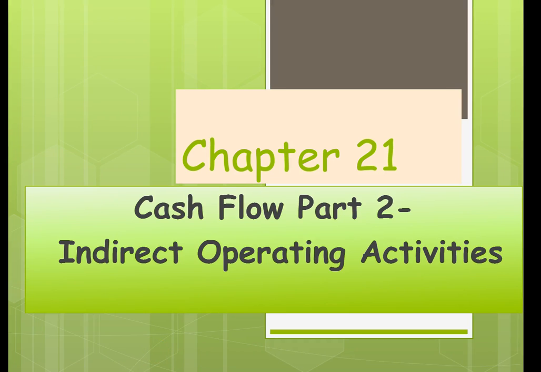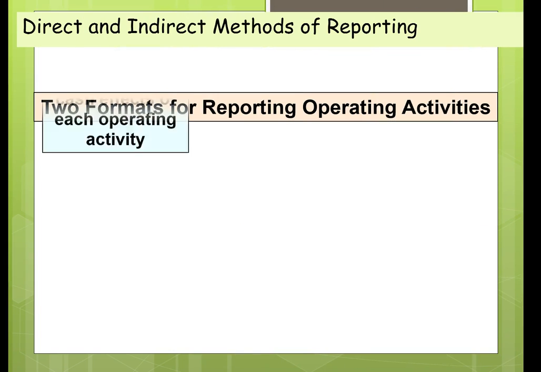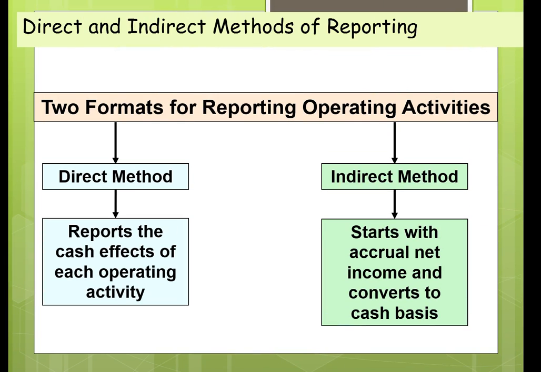Chapter 21, Cash Flow, and now we're going to look at part 2 and we're going to go over the indirect method for doing operating activities. So again, there are two formats that are used for operating activities. Normally, the GAAP wants you to do the direct method and then have a follow-up at the end with the indirect method. So we're going to go through the indirect method.